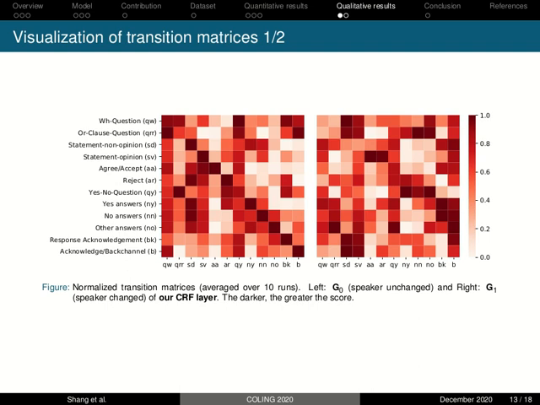We illustrate in this figure the transition matrices G0 and G1 of our CRF layer. On the left and right, we can observe that overall they are not identical, which means that different transition patterns are learned for the 2 cases. The dark diagonal of G0 shows that when the speaker does not change, most labels tend to carry over to the next utterance. On the opposite, G1 shows that changing speakers very often induces a change in DA.